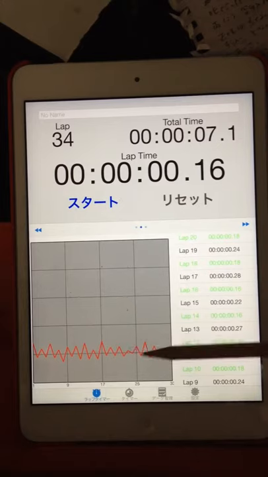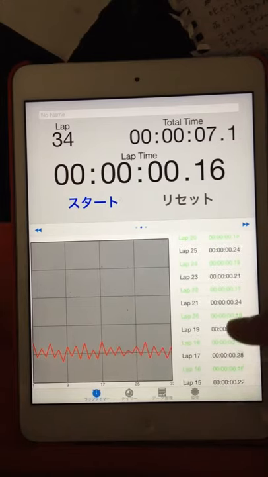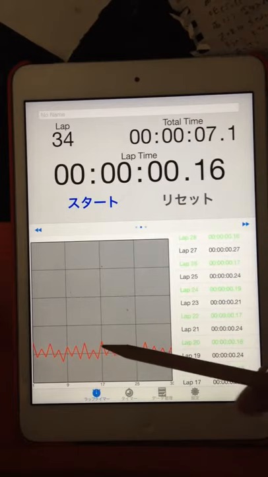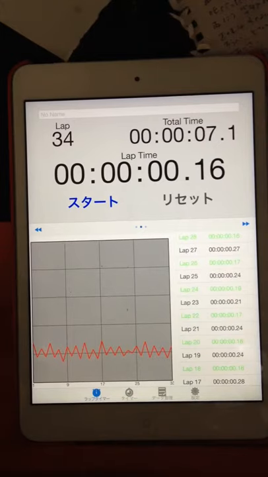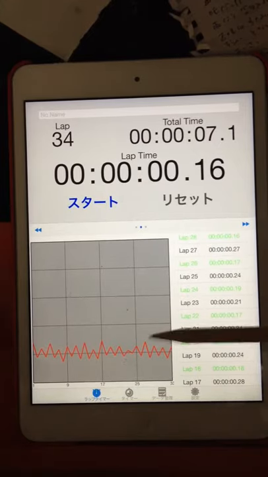In the weakest bounce, this 3rd bar, 1, 2, 3, 4th beat. The difference is 2, which means 20 milliseconds. 2 divided by 4 equals 5% bounce.